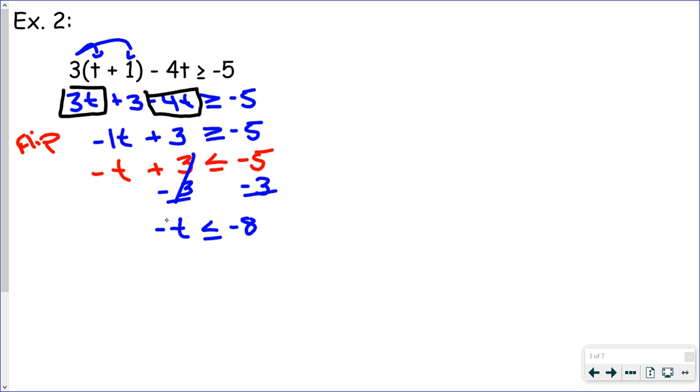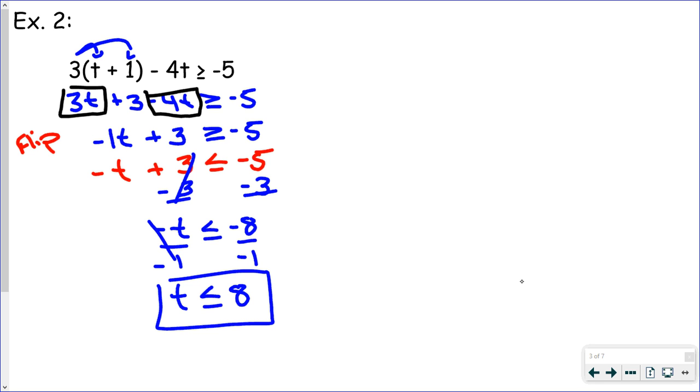Remember, there's a 1 here, so it's really negative 1 times t. So to get rid of that negative sign, we divide by negative 1. That cancels that out, and my answer is t less than or equal to positive 8. And again, I ask you to graph that. So I'll just put 0 here, positive 8 to the right, negative 8 to the left. This has a line underneath it, so it's a closed circle at 8.